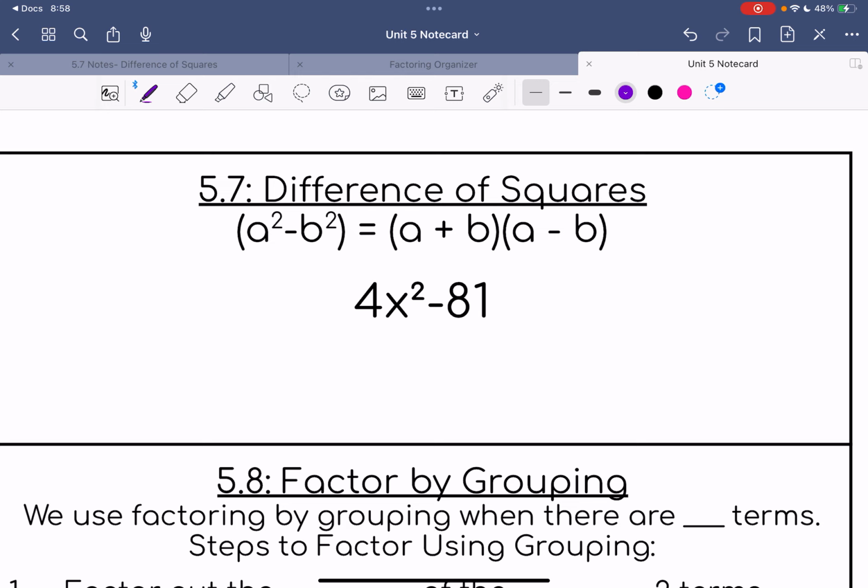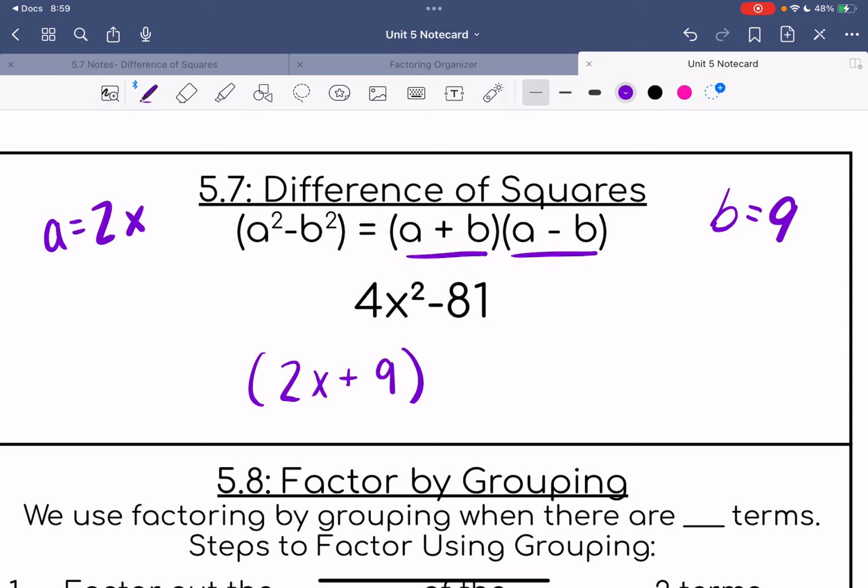So for difference of squares, we are looking at a difference, a subtraction, of two perfect squares. So we've got 4x squared and 81, and we are subtracting them. 4x squared is 2x times 2x. That would be my a value here. 81 is 9 times 9, so that would be my b value. So my factored form here is going to be a plus b times a minus b. So that'll be 2x plus 9 times 2x minus 9.